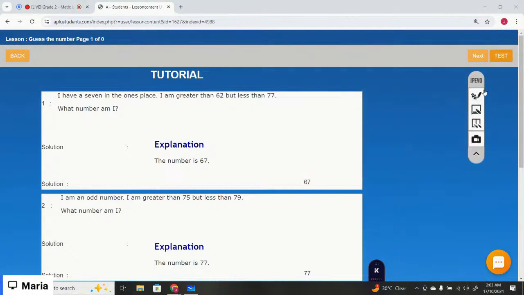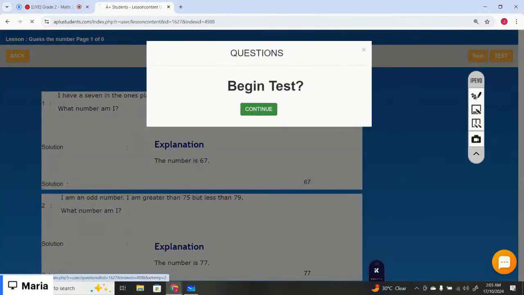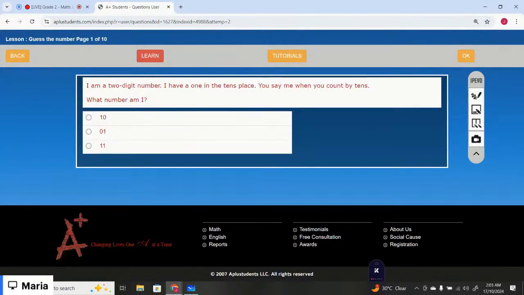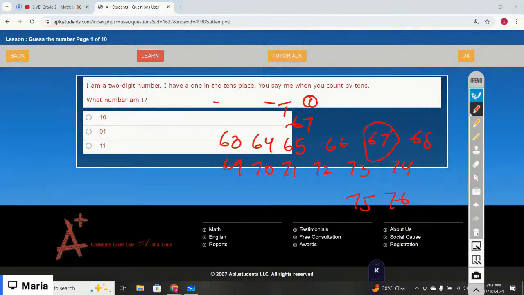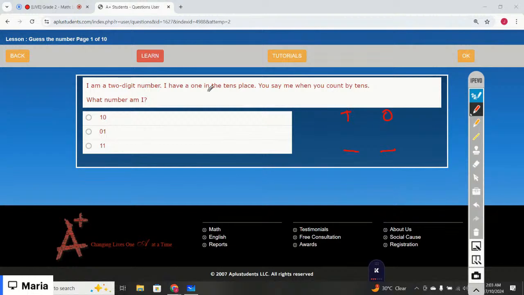Let's just start with the test questions. I am a two digit number. I have a 1 in the tens place. You say me when you count by tens. What number am I? So that's a two digit number, right? I have a 1 at the tens place. This is the ones digit. This is the tens digit. I have a 1 at the tens place.